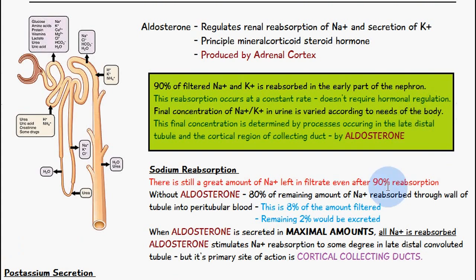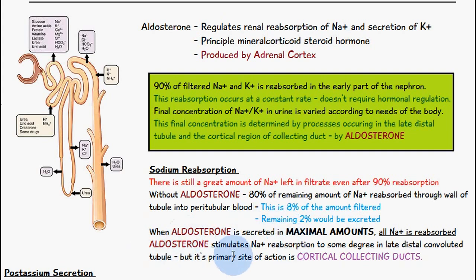So even though 90% of the sodium is going to be reabsorbed, there's still quite a high amount left in the filtrate. So without aldosterone, 80% of this remaining amount is still going to be reabsorbed through the wall of the tubule into the peritubular capillaries. So this is going to be 8% of the amount that's filtered. So 98% is initially going to be reabsorbed and 2% would be excreted. So when we have aldosterone, which is secreted in its maximal amounts, all of the sodium ions are going to be reabsorbed. So 100% would be reabsorbed.